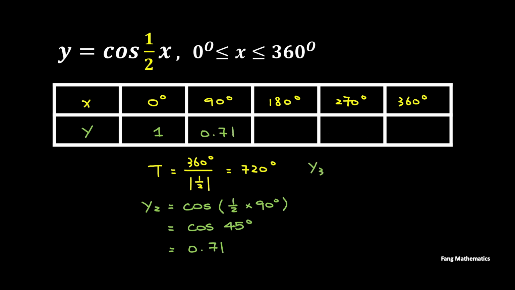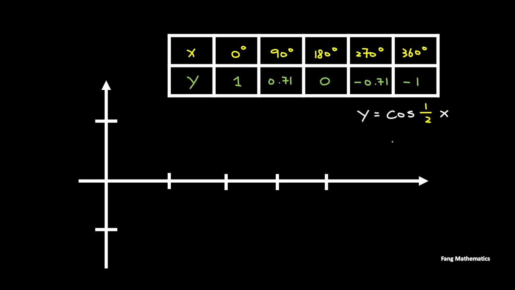Using the same logic, let's get 180 degrees. So cos half times 180 degrees, that should give you cos 90 degrees, and that should be 0. Using the same logic, you should get the last two y values as minus 0.71 and minus 1. Let's first mark the x-axis, starting from the intersection as 0 degrees with a 90 degrees interval.